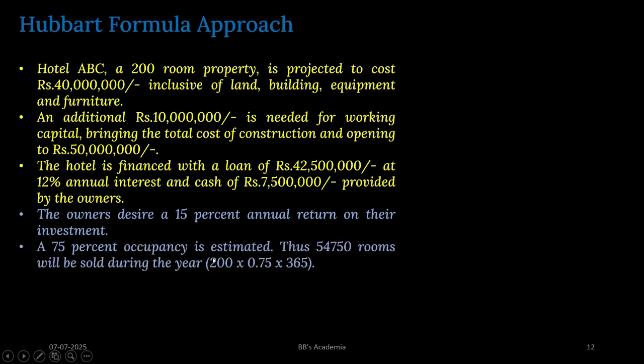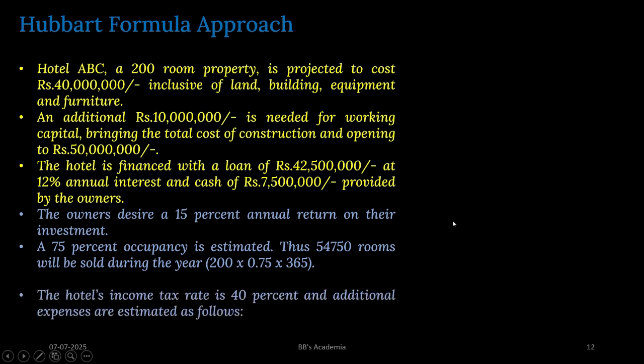A 75% occupancy is estimated, that throughout the year these hotels should have 75% occupancy. Thus, how many rooms are we selling? 54,750 rooms will be sold during the year. The calculation is based on 200 rooms multiplied by 75%, 365 days. You can simply follow 75% occupancy for 200 rooms, 365 days. These are the room nights.